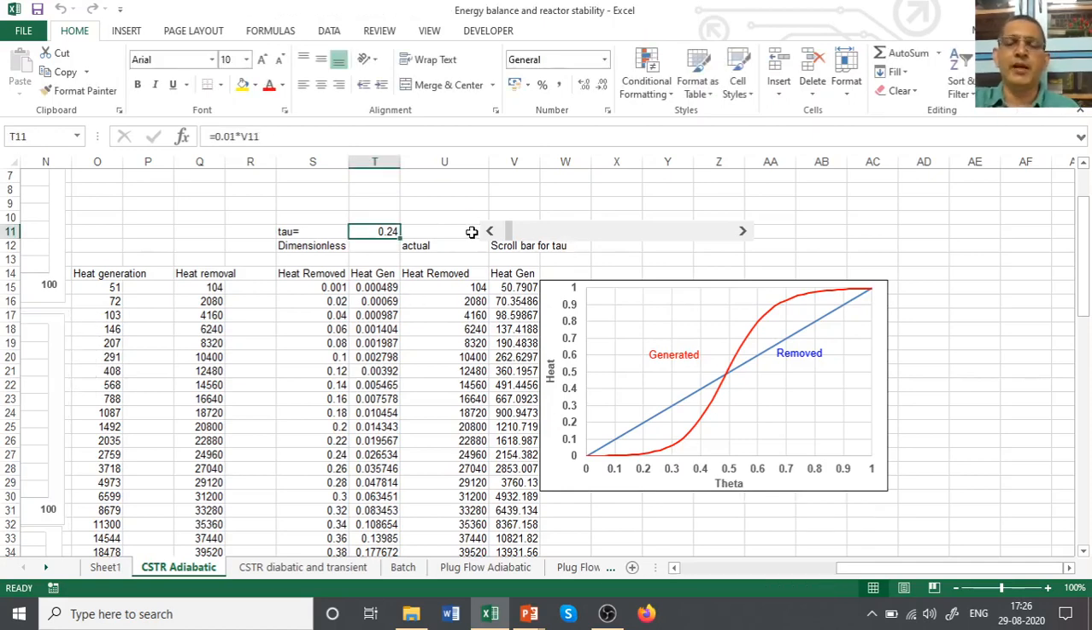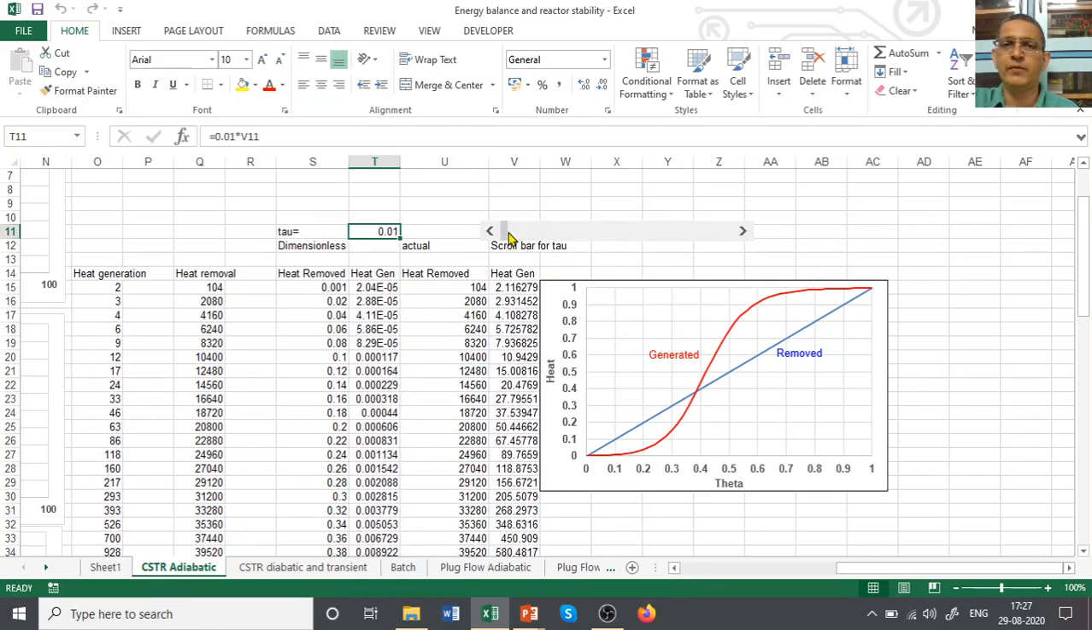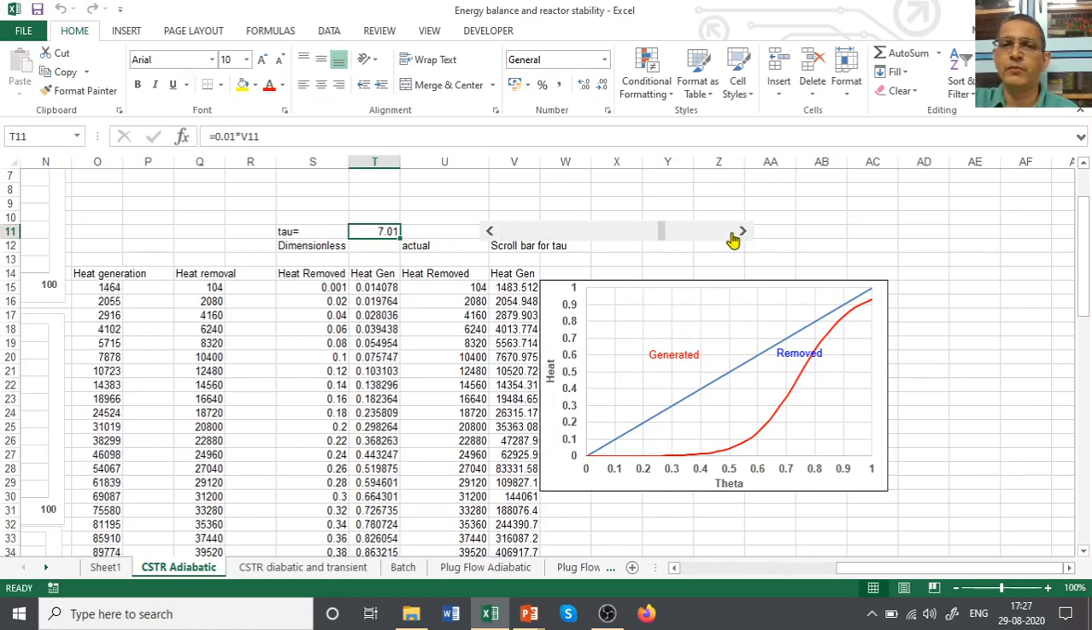Now we can change these values of tau. So let's say we start with tau equal to 3.24. Now you see this red curve and this blue curve intersect at 3 points. One here, one here, one here. If I reduce the value of tau, you see they intersect only here. They don't intersect here.